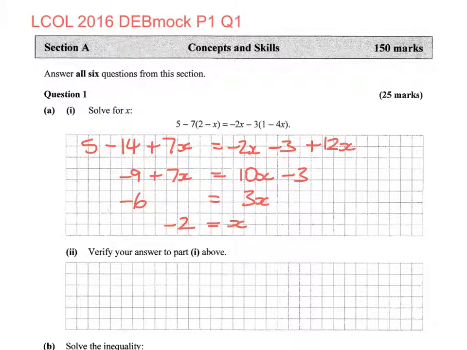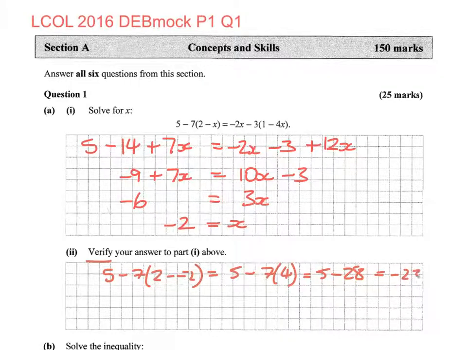Then to verify, all I need to do is take my answer and put it back into the equation and see whether the left hand side is equal to the right hand side. So 5 take away 7 lots of 2 minus x, so that's minus 2. Well, that's 5 take away 7 lots of 4, which is 5 take away 28, which is minus 23.